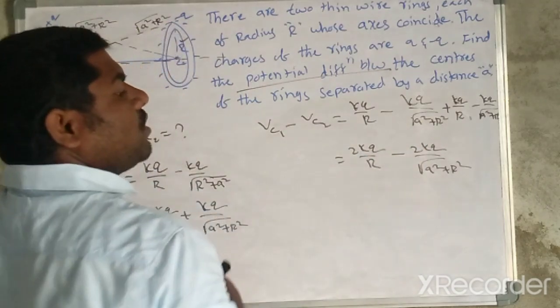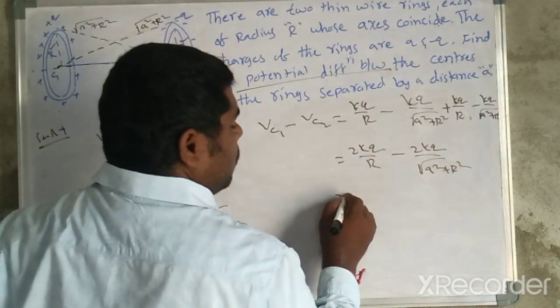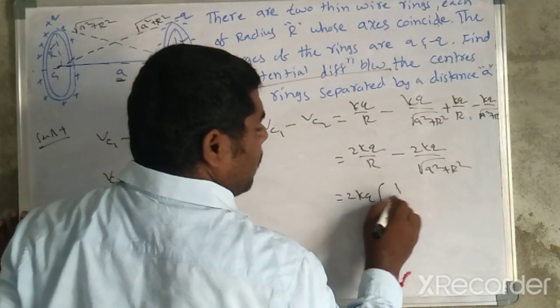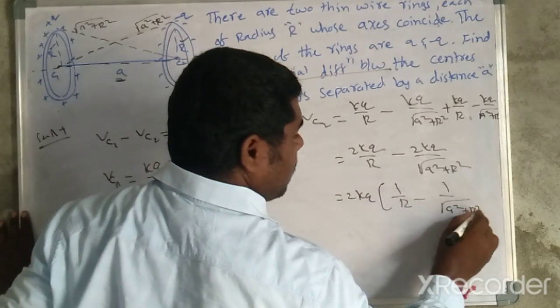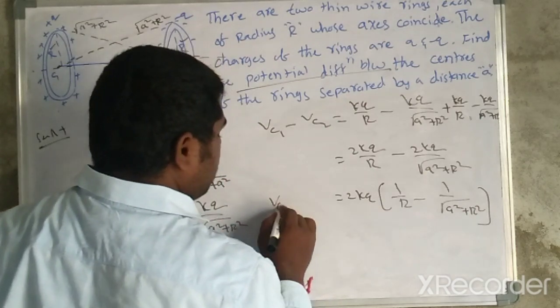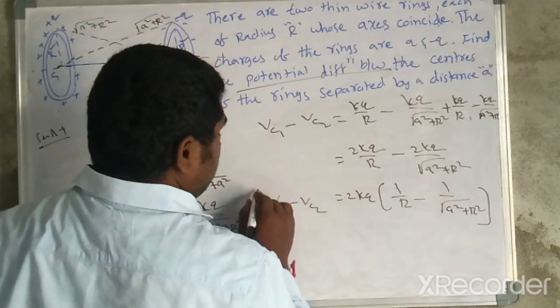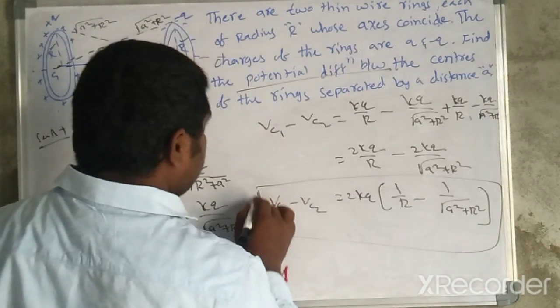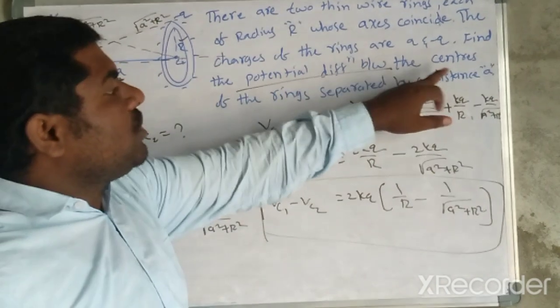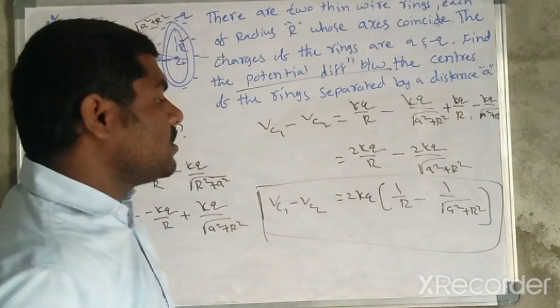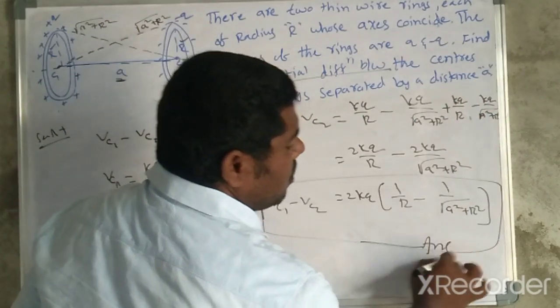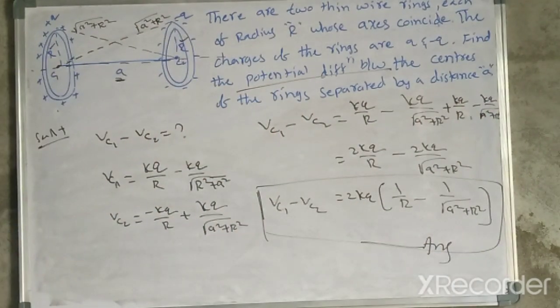Here take out common 2KQ. So 2KQ into 1 by R minus 1 by under root of A square plus R square. So this is the answer to the question. So the potential difference between the centers of the rings separated by a distance A. This is the answer to the question.